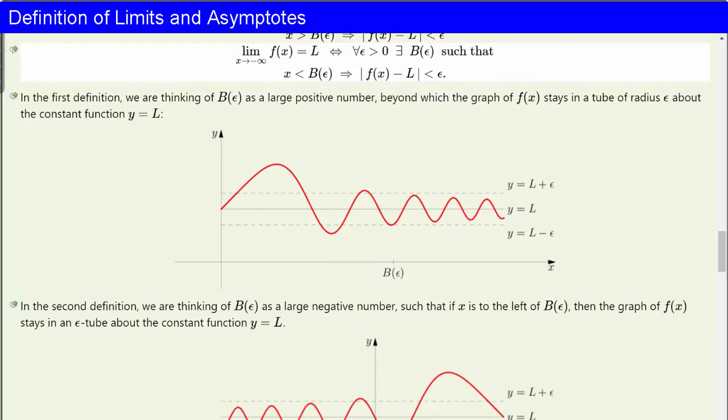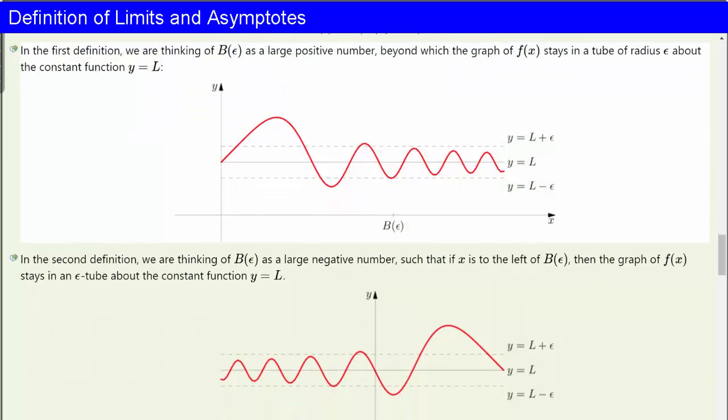Dually, the limit as x tends to minus infinity of f(x) equals L means that for every epsilon greater than 0, there is a number B(epsilon) such that x to the left of B(epsilon) implies the absolute value of f(x) minus L is less than epsilon.